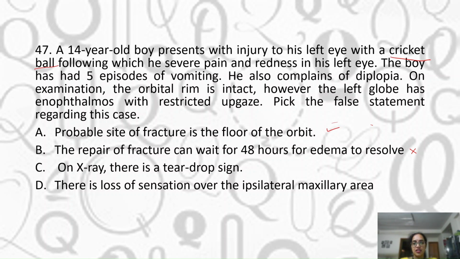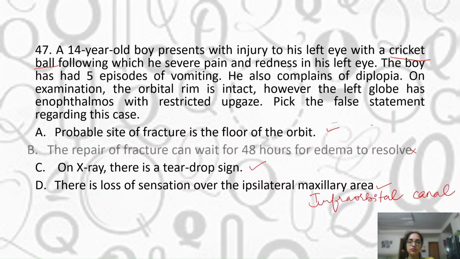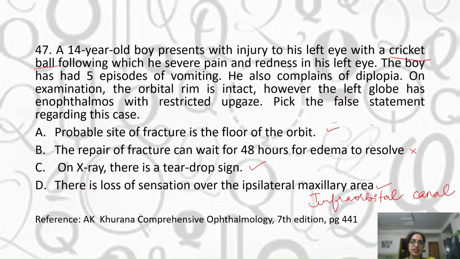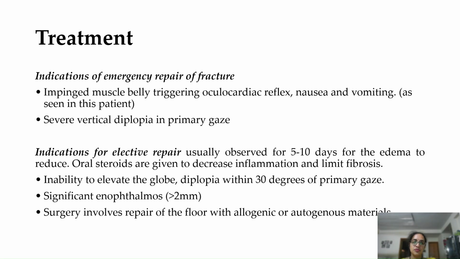On X-ray, a teardrop sign is expected. There is a loss of sensation over the ipsilateral maxillary area. Yes, this is due to the involvement of the infraorbital nerve that passes through the infraorbital canal, which is present along the floor of the orbit. So the answer here is B. So what are the indications for emergency repair of blowout fracture?